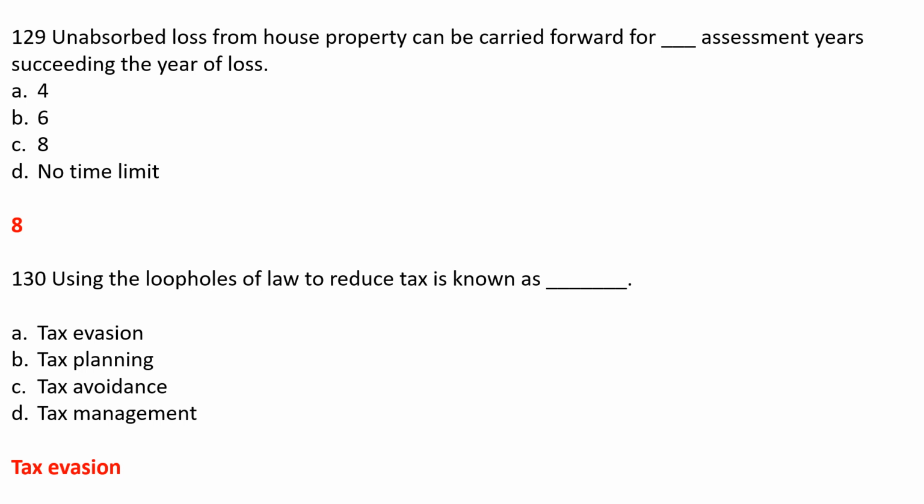MCQ number 130. Using the loopholes of law to reduce tax is known as dash. Option A tax evasion, option B tax planning, option C tax avoidance, option D tax management. The correct answer is option A tax evasion. So when you use the loopholes of law to reduce your tax, this is known as tax evasion.